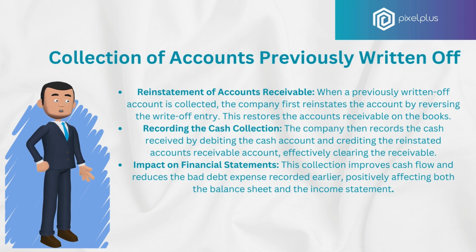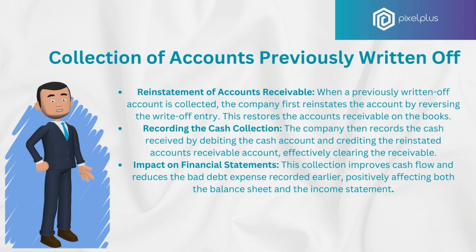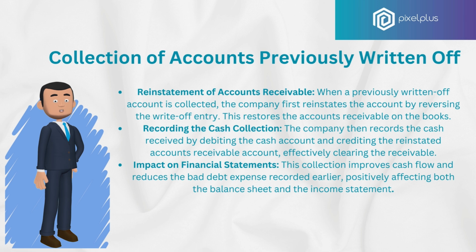Collection of accounts previously written off. The entire process involves two main steps: reinstating the written-off account and recording the cash collection. Here is a detailed example. Example scenario: a company initially wrote off a $1,000 receivable as uncollectible. Later, the customer pays the $1,000. 1. Reversing the write-off entry. Debit, accounts receivable $1,000. Credit, allowance for doubtful accounts $1,000. 2. Recording the cash collection. Debit, cash $1,000. Credit, accounts receivable $1,000.